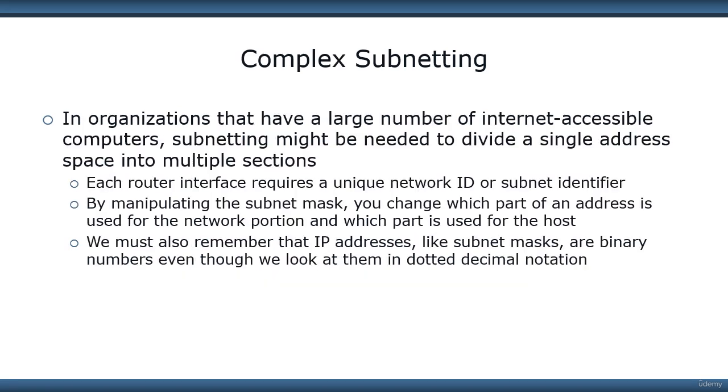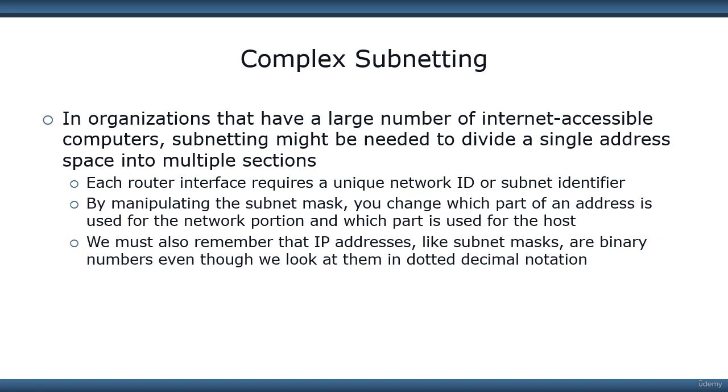Complex subnetting is going to take us a step further than that, because in organizations that have a large number of internet accessible computers, you might need to divide a single address space into multiple sections. The way that we're doing this is by manipulating the subnet mask. The subnet mask right now tells me that the first 2 octets are the network and the second 2 octets are the host. What if I add some ones to the subnet mask? Okay, well, all of a sudden you move the line.